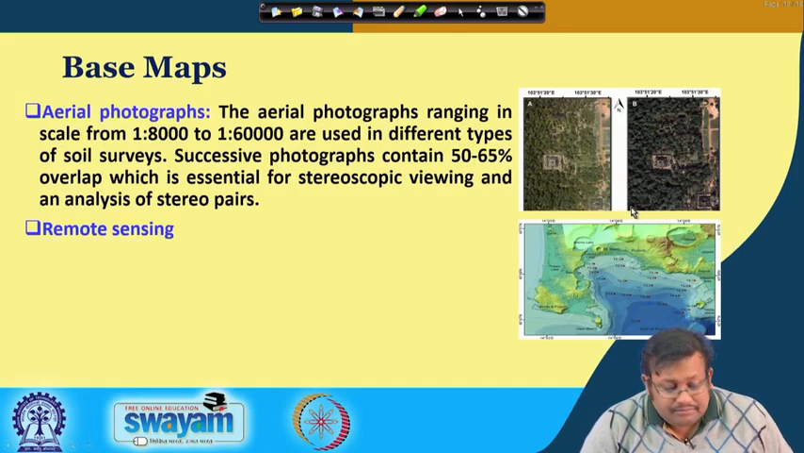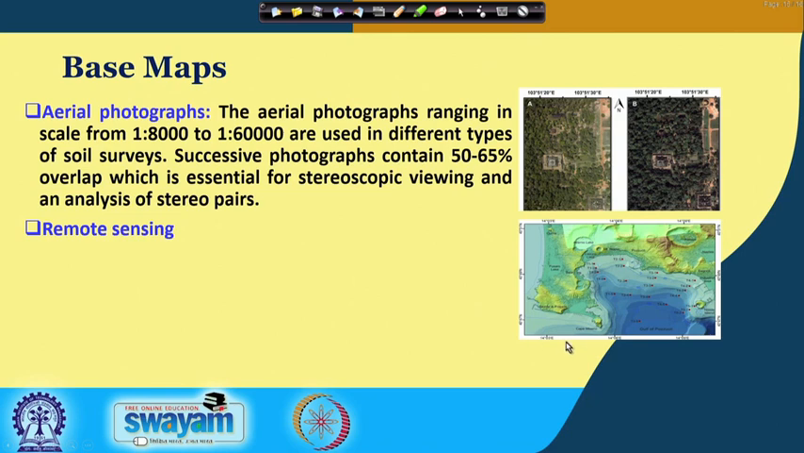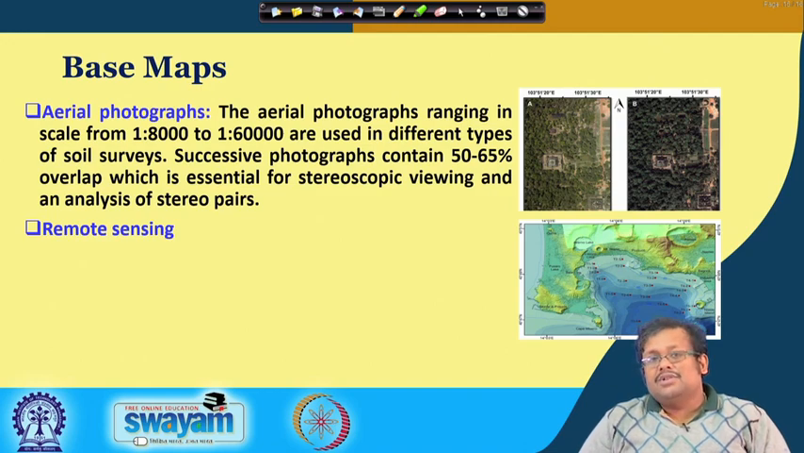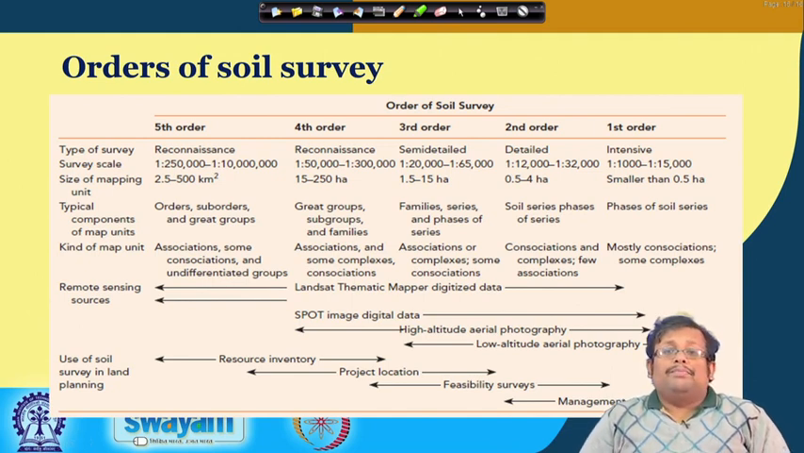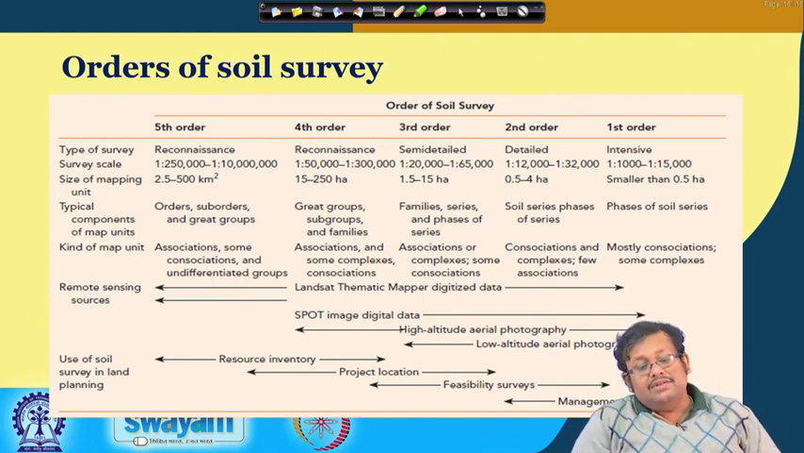These aerial photographs, you can see here, are used as a base map for further soil survey. And finally, remote sensing. You can see this is remote sensing data. These remote sensing photographs are taken by different types of satellite platforms, and these remote sensing maps are also produced as a base map for creating the further soil survey. Remote sensing has become a very important aspect of soil survey nowadays, and we will discuss it in our next lectures also.